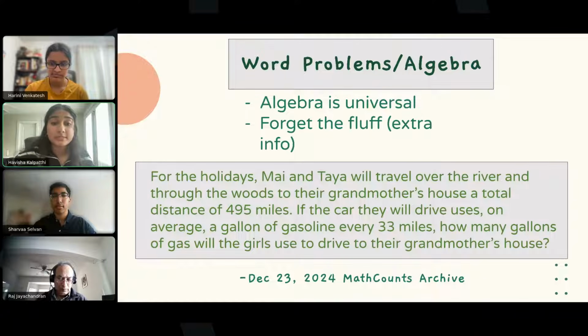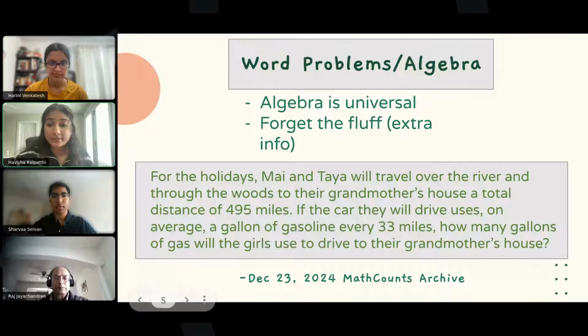Whenever you're doing problems, especially if you need to do them quickly, it's important that you train yourself to look over this additional info and only find what's necessary in the problem. But anyways, the solution to this problem, you would do the total number of miles over the amount of miles that 1 gallon will take you, and you divide them. 495 divided by 33, and that takes you to 15. So the answer is 15 gallons.